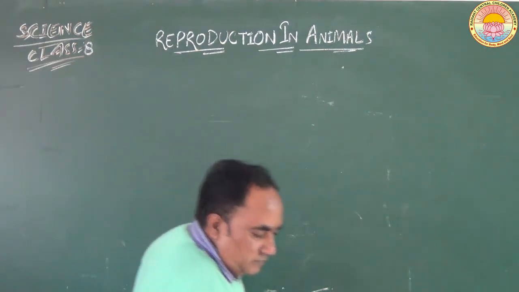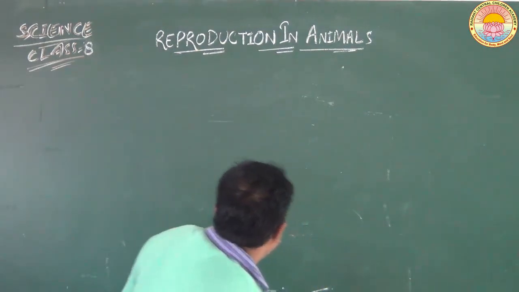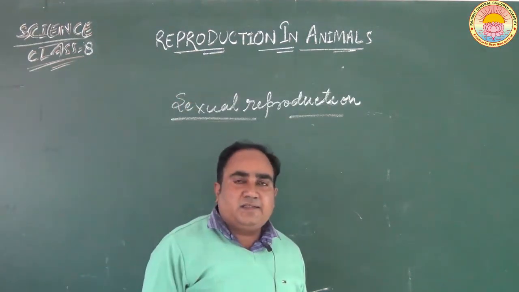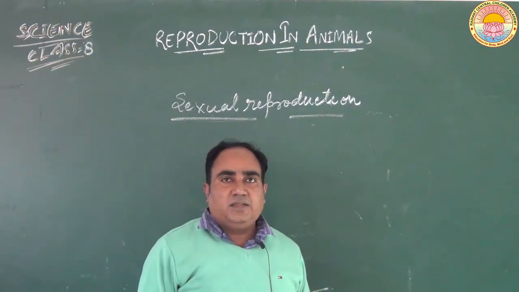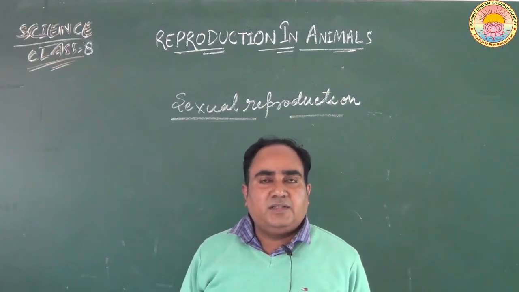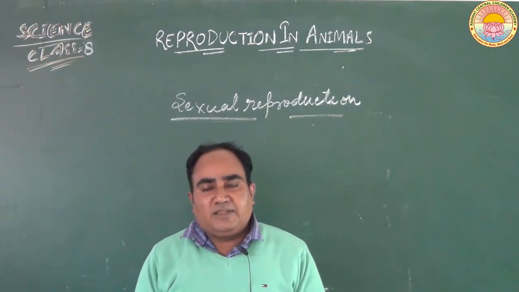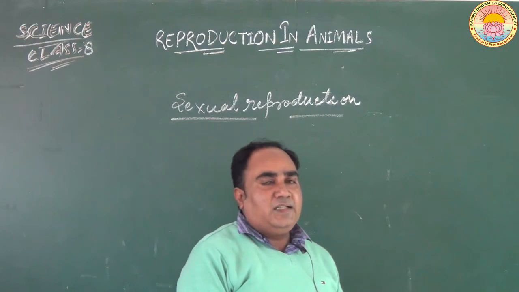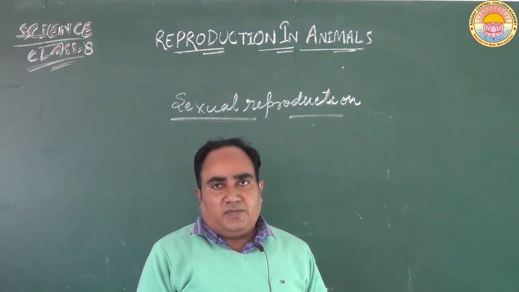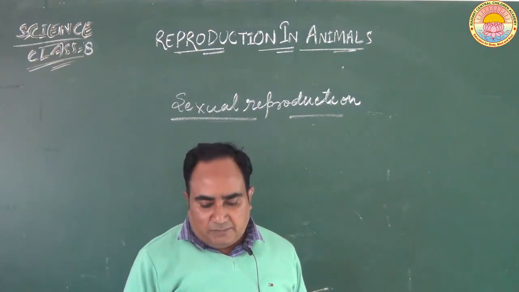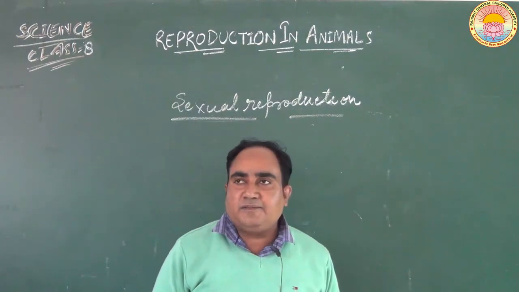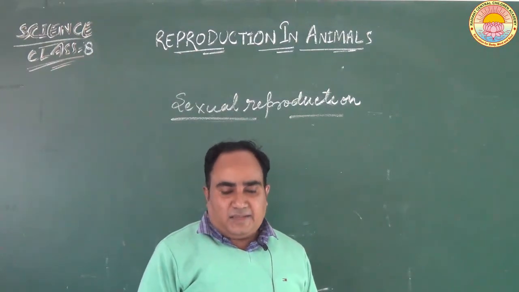Now we come to the topic of sexual reproduction. As we already discussed, sexual reproduction is a type of reproduction in which fusion of male and female gametes takes place and a zygote is formed. That is known as sexual reproduction. So students, sexual reproduction takes place in many steps.